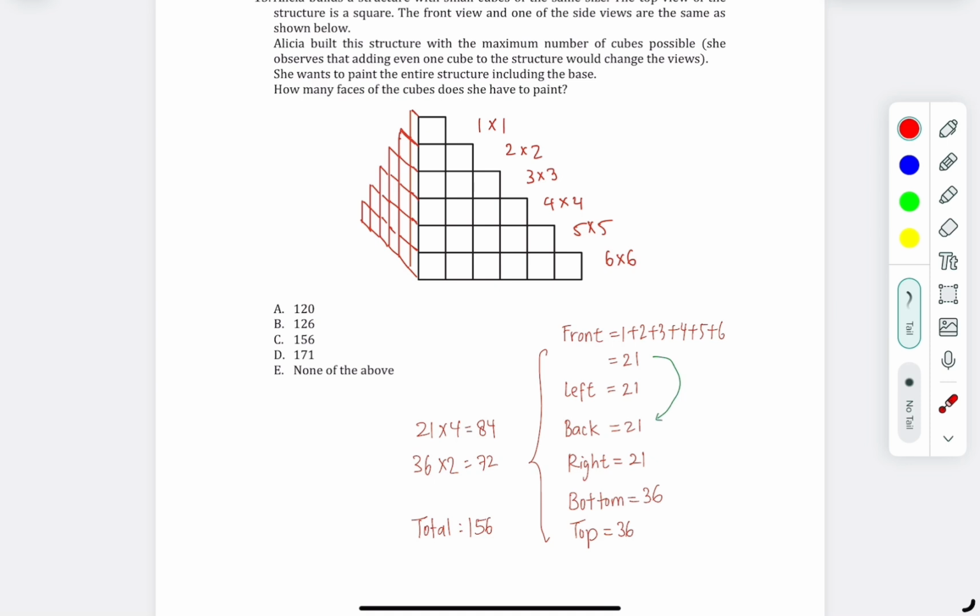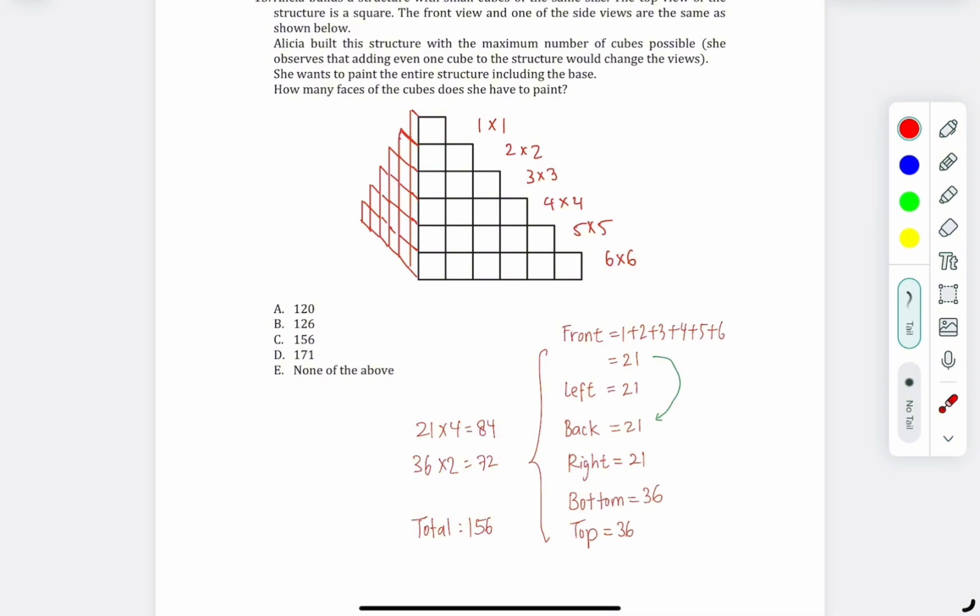Alicia built this structure with the maximum number of cubes possible, so that if she adds one more cube to the structure, it will change the views, in any angle. So how many faces of cubes does she have to paint if she wants to paint the entire structure? Okay, a face means this side considered as one face, this one 2, this one 3.